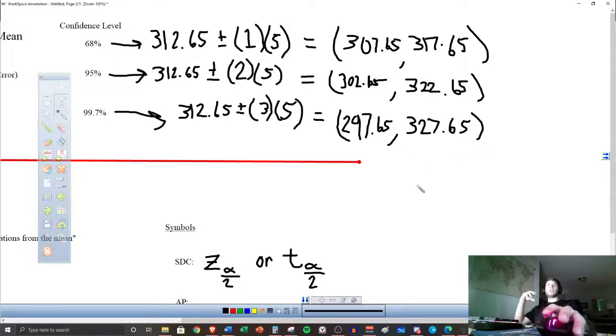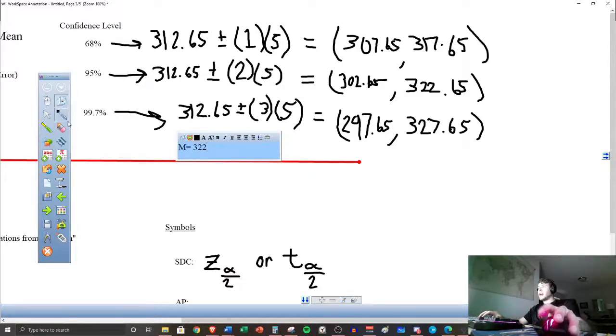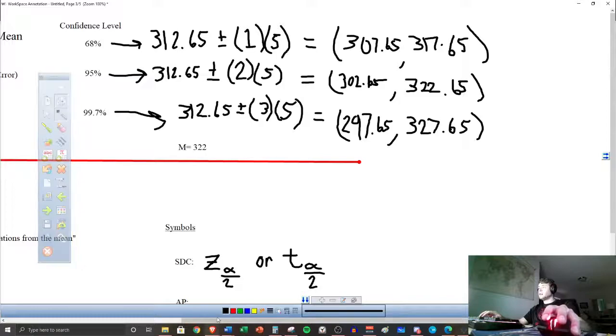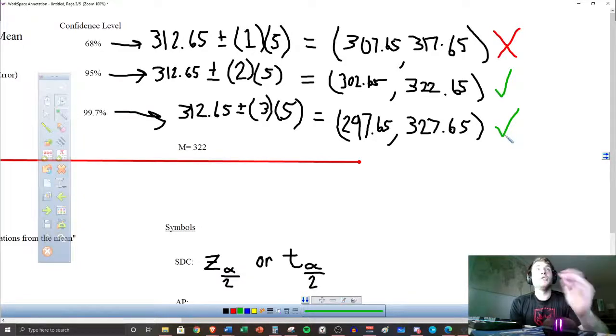Okay. So what we have done here is we have created confidence intervals successfully. Now, which ones of these capture the true mystery mean? Remember that the mean is equal to 322. So you'll notice, and you can add this on yours, that this one does not capture it, right? This one does. But that should make sense, and we got to talk about this confidence level a little bit more. That should make sense because we were more confident in the others.